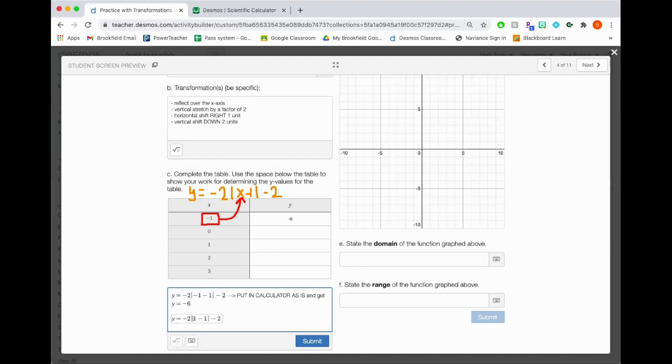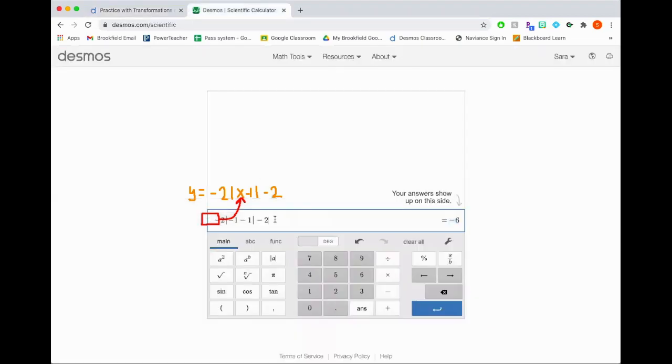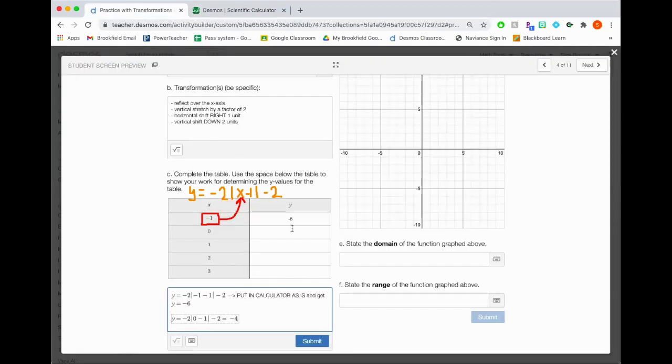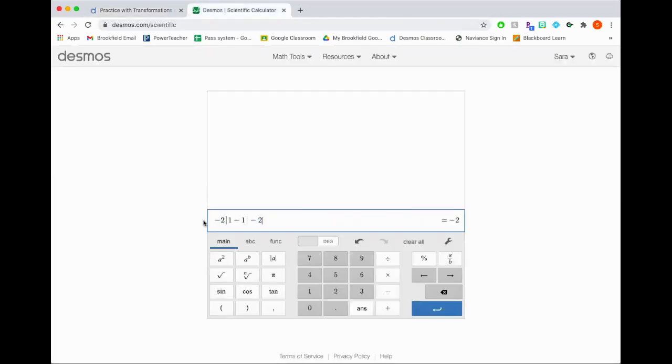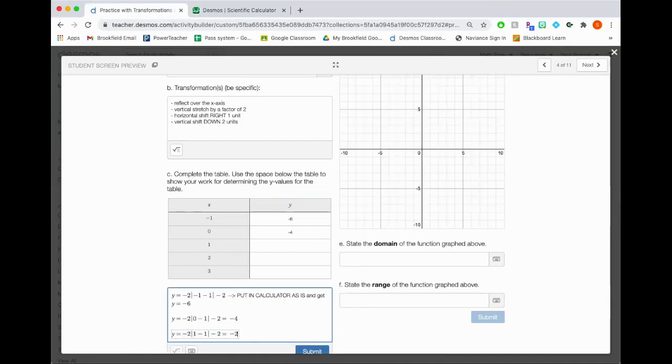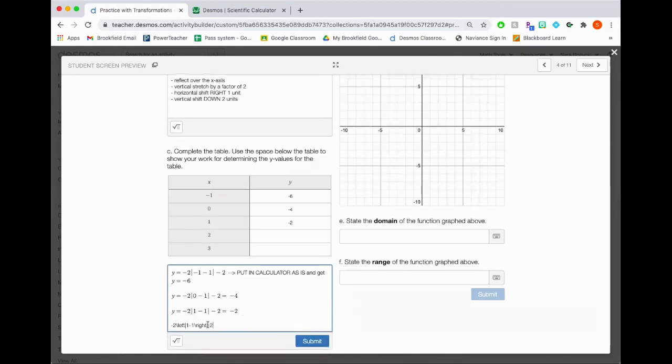Again, copy and paste is our friend. Put that in your calculator. Go to my Desmos calculator. Paste it up, -4. Keep going through all of them. -2. 2 more. Guys, if you're going to use copy and paste, make sure you click the type math first.